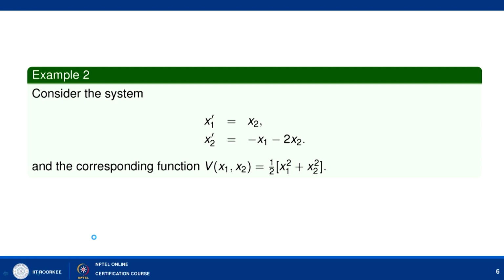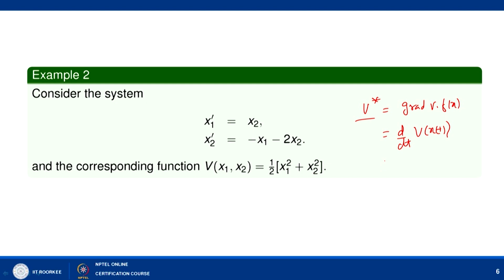Now, let us consider this system: x1 dash equal to x2 and x2 dash equal to minus x1 minus 2 x2. Here we try to find out the V star. Let us say that V(x1, x2) is 1 upon 2 times x1 square plus x2 square, and we want to find out V star here. So, V star is basically what? V star is nothing but grad V dot f of x, or we can say that it is nothing but d by dt of V(x(t)), right. So, we will use this thing.